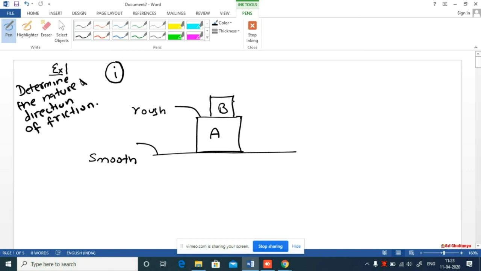So let us say that the mass of B is 5 kilogram and the mass of A is 10 kilogram. This data will remain same for the next series of cases we will be taking. We'll be taking 4 or 5 cases. So in the first case, let us say that B is moving with a velocity of 5 meter per second and A is moving with a velocity of 10 meter per second.